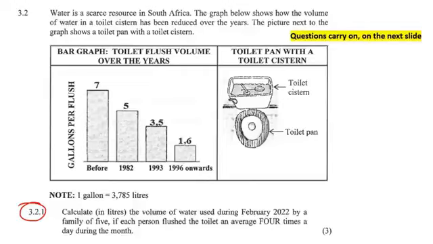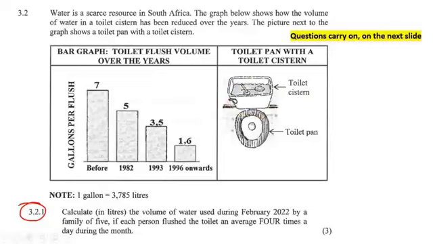All right, so water is a scarce resource in South Africa. The graph below shows how the volume of water in a toilet cistern has been reduced over the years. The picture next to the graph shows a toilet pan with a toilet cistern. The toilet cistern is that big box behind you when you're in the toilet, that's the cistern they're talking about.